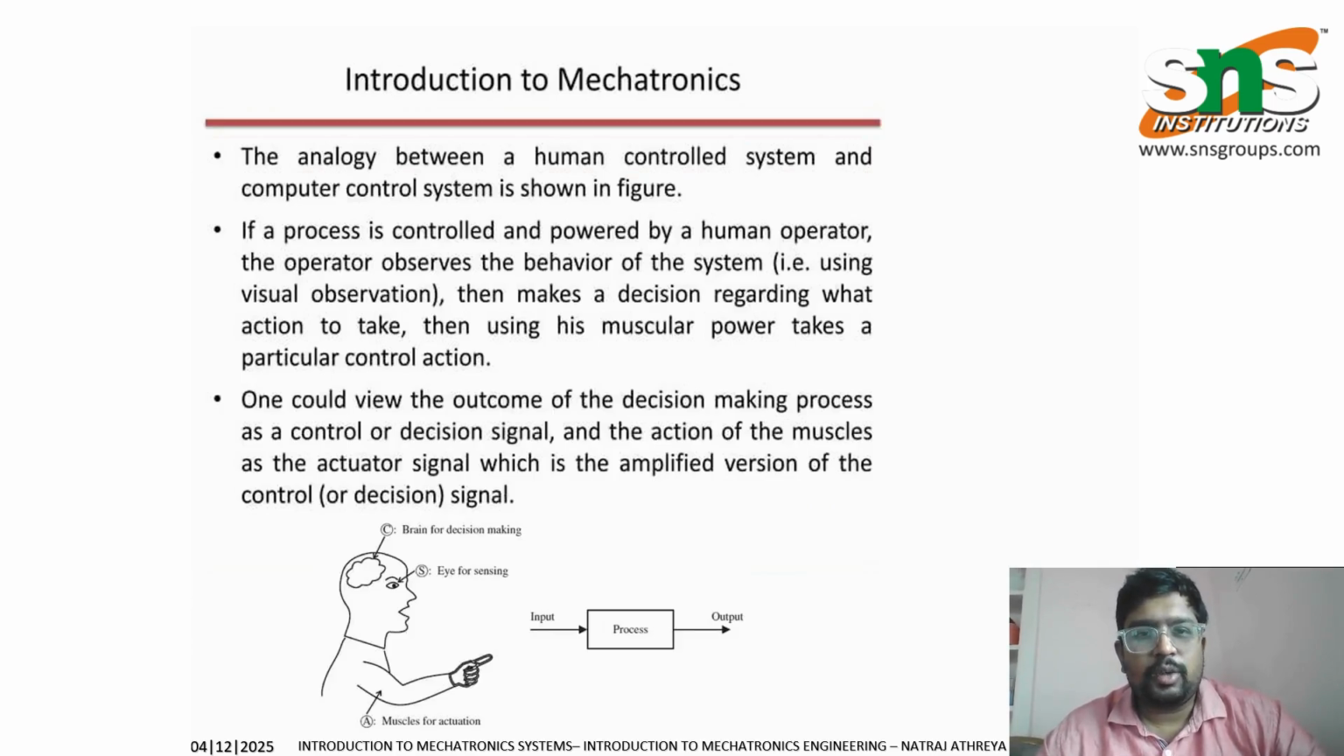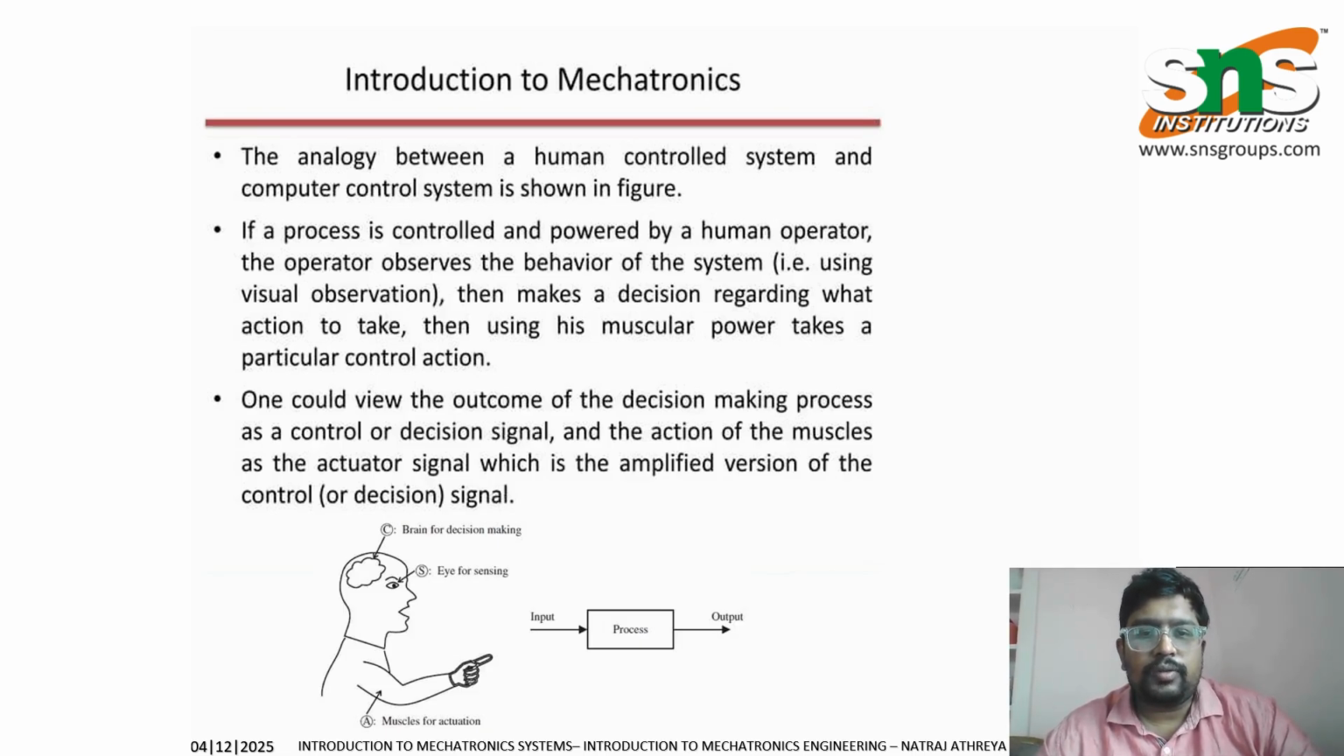The analogy of human control system and computer control system is shown there. If a process is controlled and powered by a human operator, in the non-automated versions, the process will be done and the human operator will observe that, and if there needs to be any changes, he'll take the decision, and the muscle power will take control and perform that particular action.